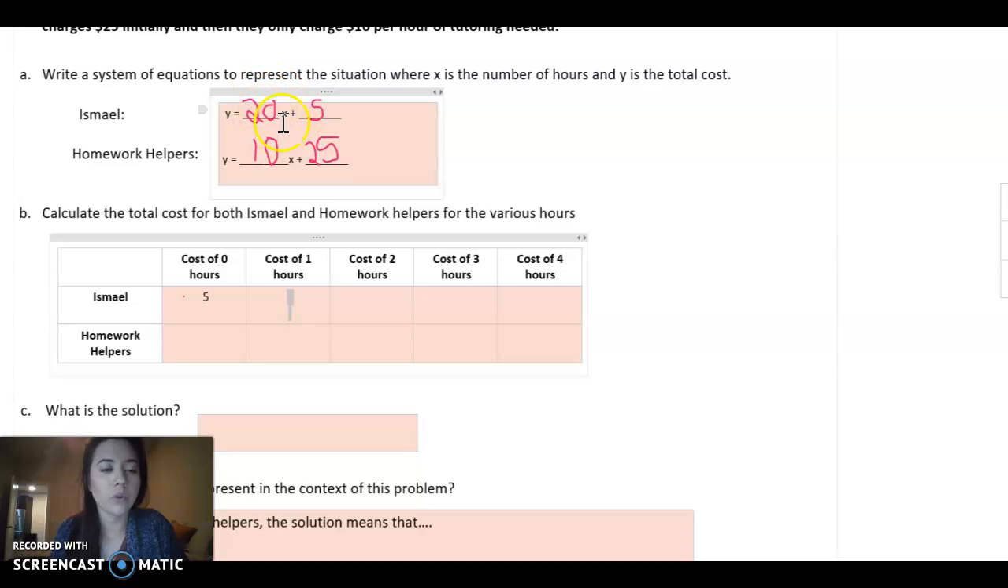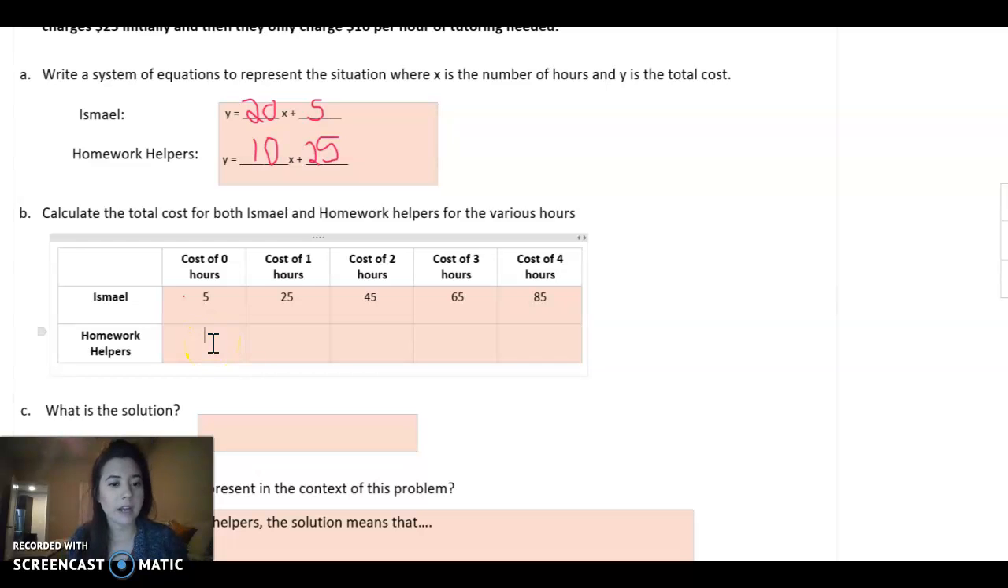1 hour, 20 times 1 is 20, plus 5, so that's 25. Cost of 2 hours, 2 times 20 is 40, plus 5, so that's 45. 3 times 20 is 60 plus 5, which is 65. And then 4 hours is 80 plus 5, so 85.